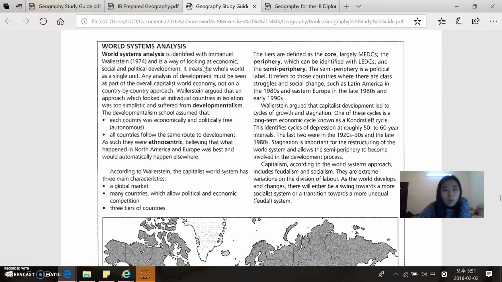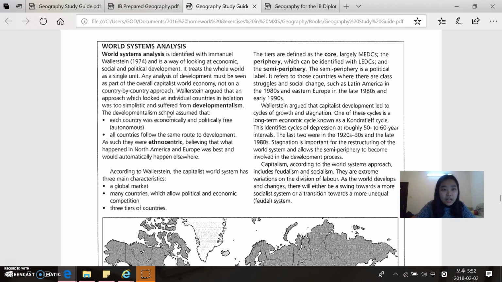Okay, so I treat the whole world as a single unit. Any analysis of development must be seen as part of the overall capitalist world economy, not on a country-by-country approach. So no, we're not going to single out each of them. We're not going to just focus on Western ideas, Western development, because even IB geography is developed by Europeans, mostly British. We're not going to do the country-by-country approach, but we're going to see the world overall.